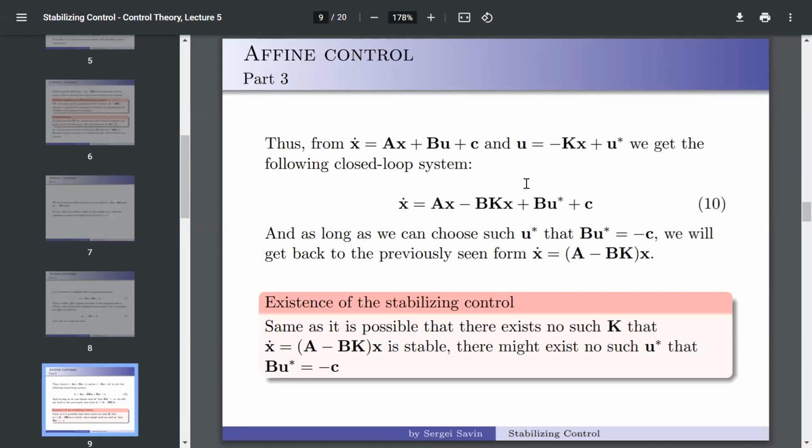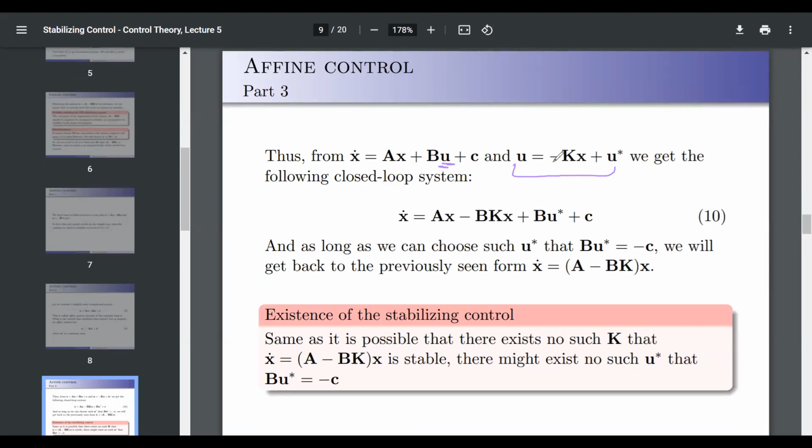Now, let's just substitute this control into this equation here. We just want to get this guy into here. Here's the expression that we get. AX stays the same. Minus B times KX, minus B times U star, and C the same, right? So we have this equation 10. It is just those two expressions substituted into one another. Notice that as long as we can pick such U star that B U star equals minus C, we'll go back to the equation that we know how to work with: X dot equals A minus BK times X. So all we need to do is to find such U star that B U star equals minus C.